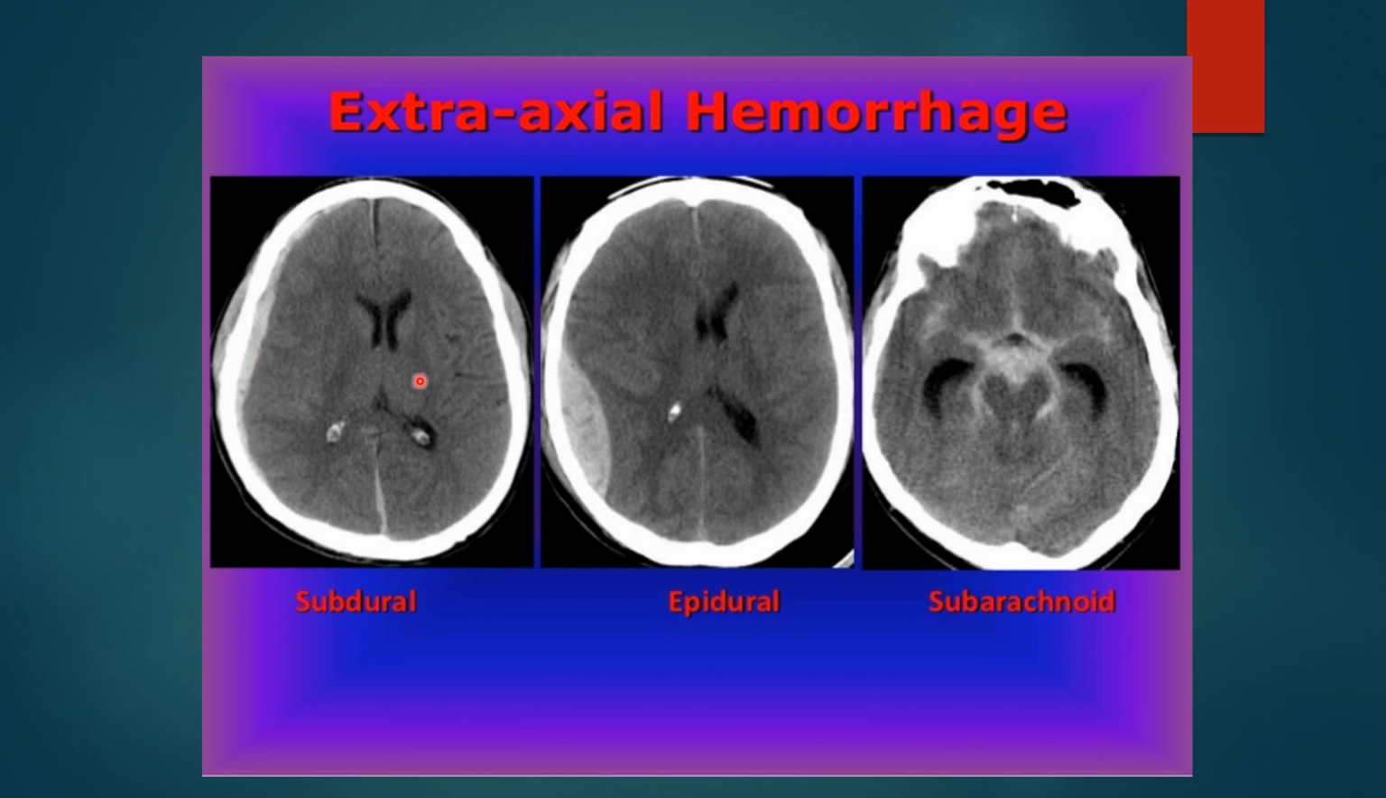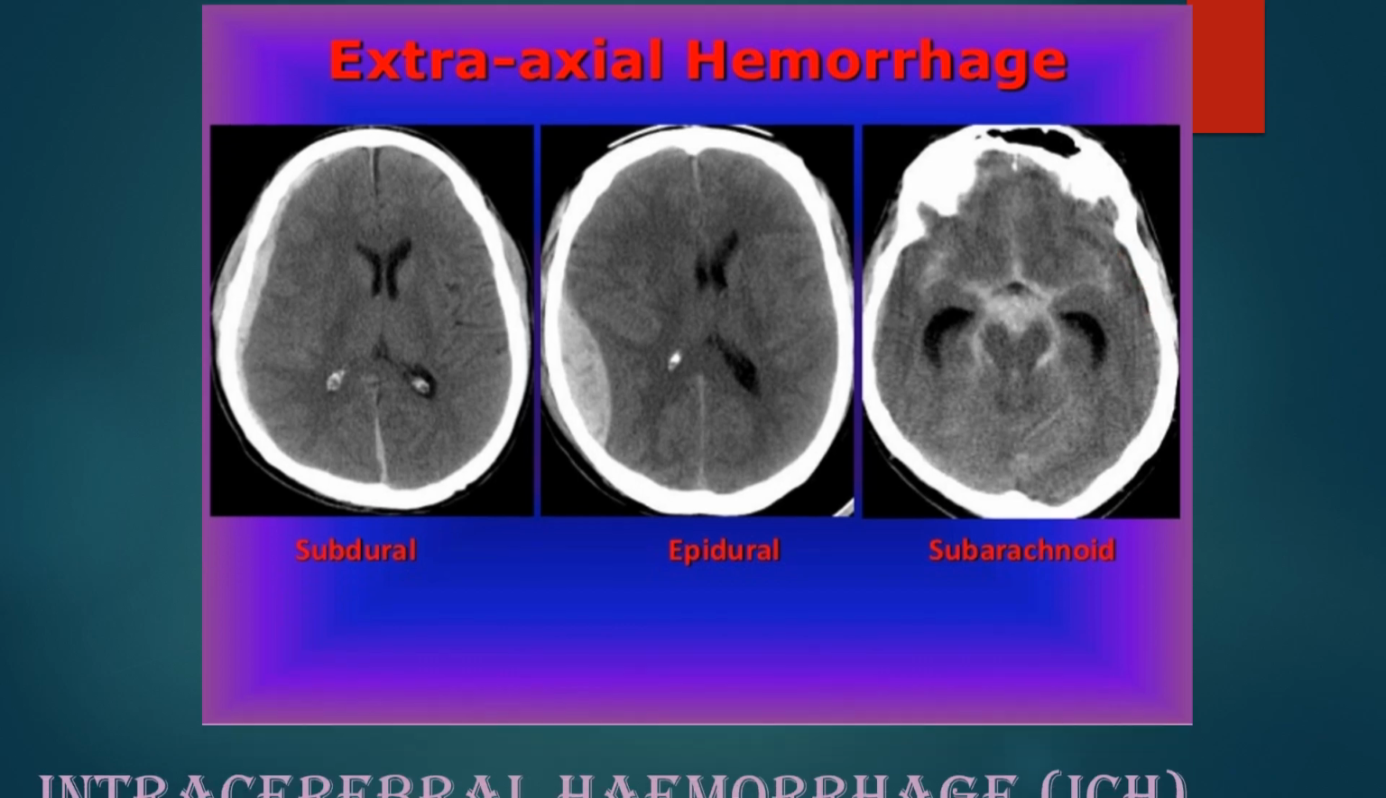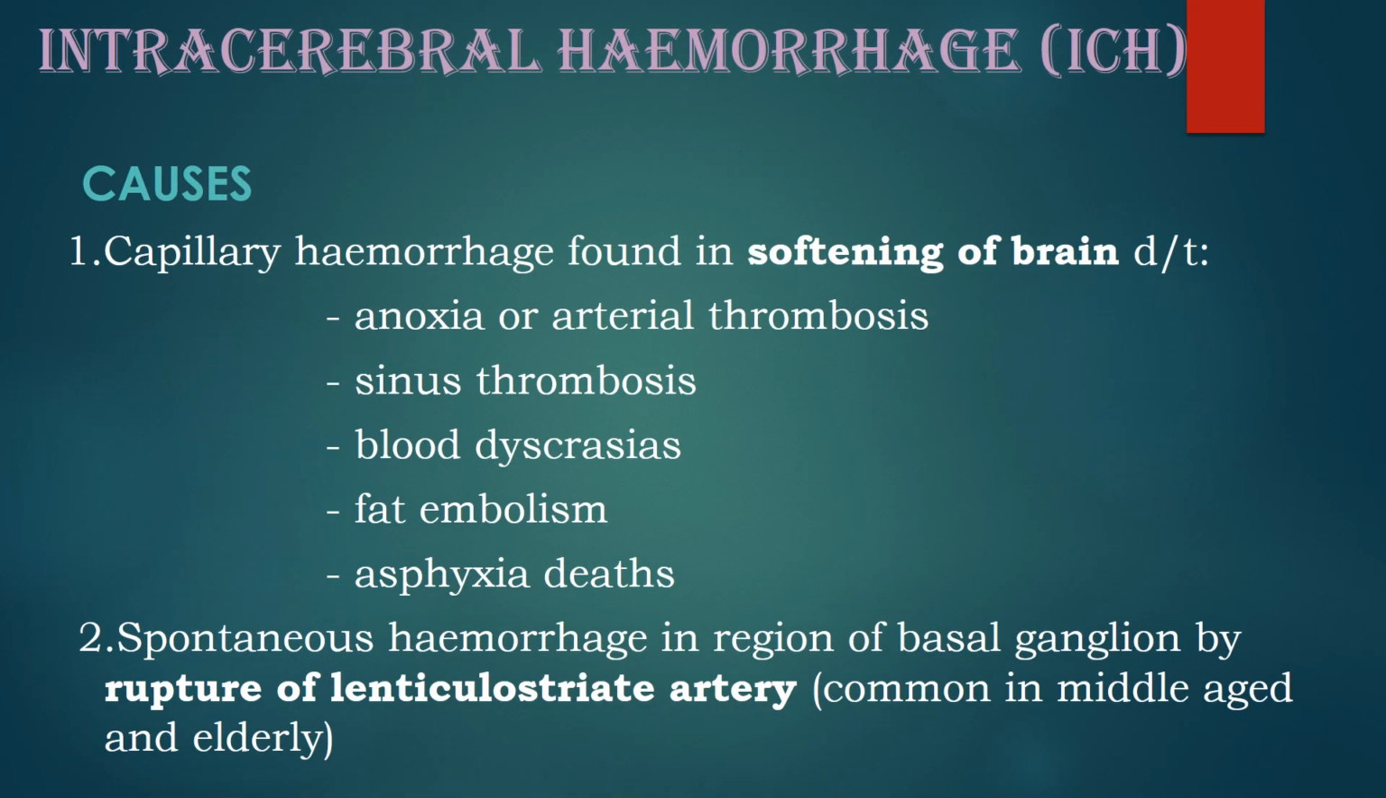Look at the scene very carefully. This is a crescent-shaped hematoma, subdural; lenticular, epidural; and here there's a small hypertensive. This is subarachnoid. Now, last but not the least, intracerebral hemorrhage.